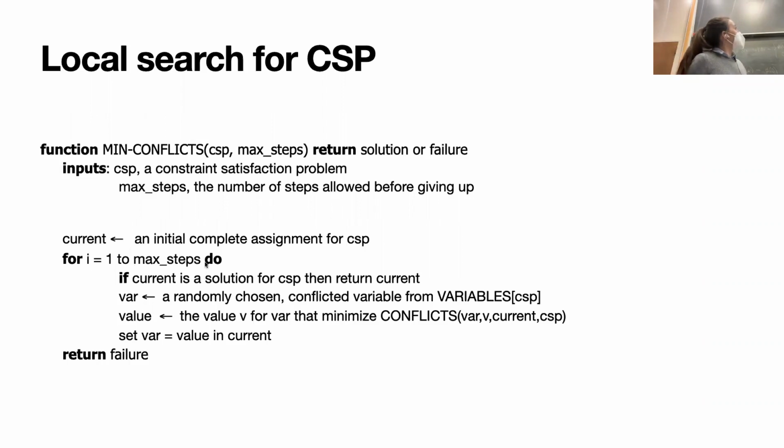Then you will do this for one through max steps. This is why we use max steps here, because there are bounds on this for randomized algorithms that say eventually it will converge, but if you don't want this to run forever, you should have some exit condition. So we continue in this loop for a maximum number of steps. If our initial complete assignment, or wherever we are, is a solution, then we return it. Great. Otherwise, we randomly choose a variable that's conflicted, and we set the value to be the value for var that minimizes conflicts. And we set that variable to value in current, and we repeat.